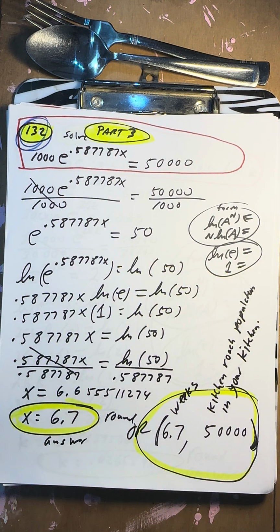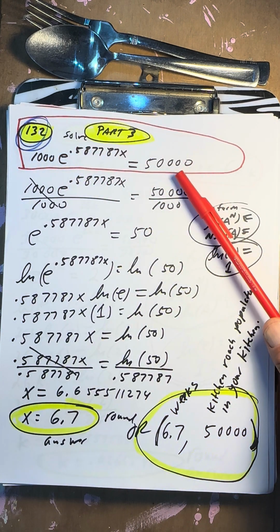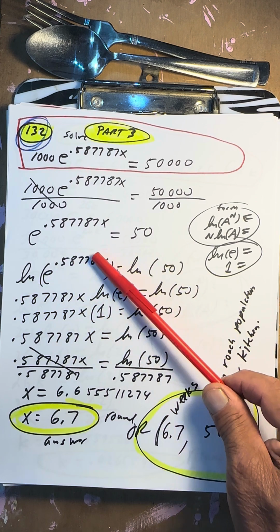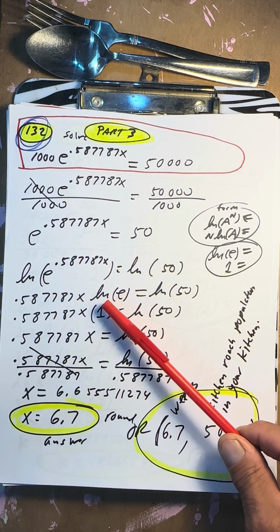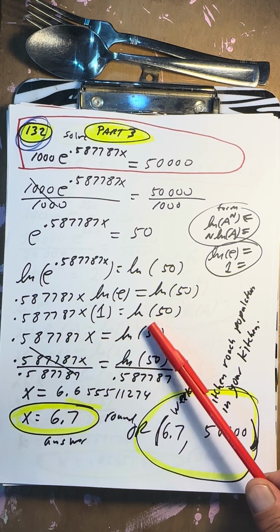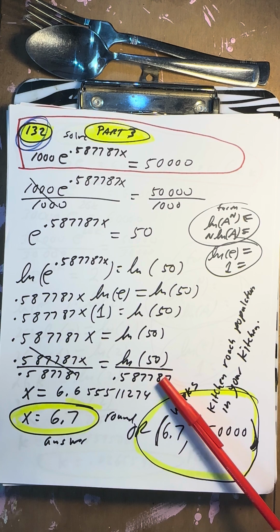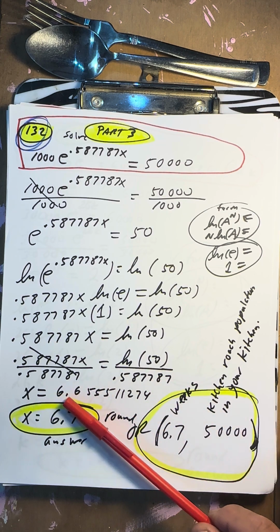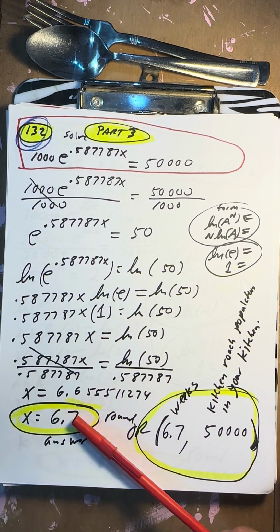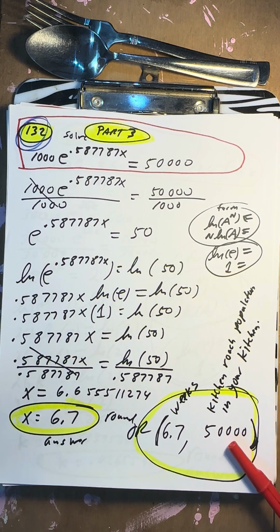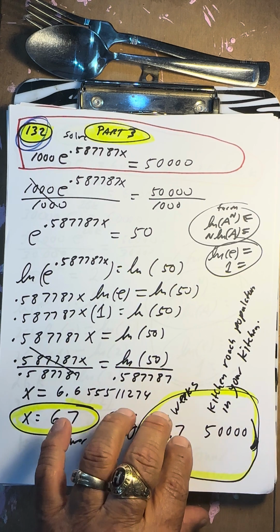Question. When is it going to be from 1,000 to 50,000 roach population? All right, let's solve it. Divide by 1,000, 50. ln both sides. This power goes in front. ln of e is 1. 1 times that. Same thing. ln of 50. Divide by 0.587787 both sides. X is 6.6 all this, or 6.7. So in 6.7 weeks, guess what? Instead of having 1,000 kitchen roach population, you're going to have 50,000 kitchen roach population in your kitchen, of course.